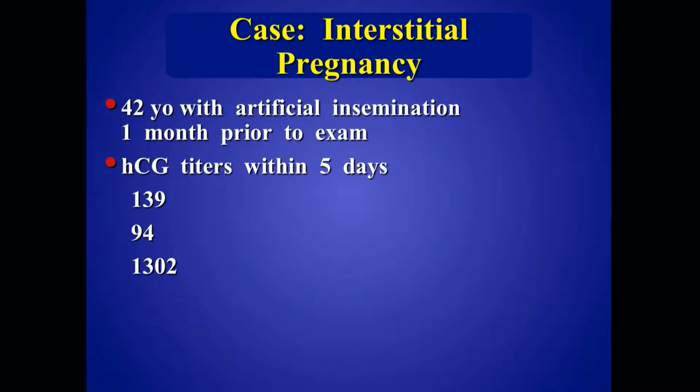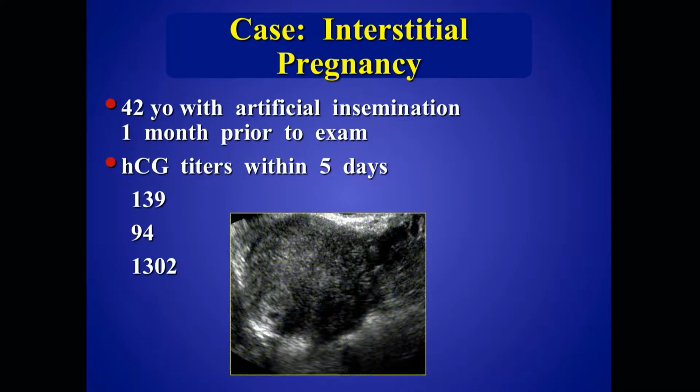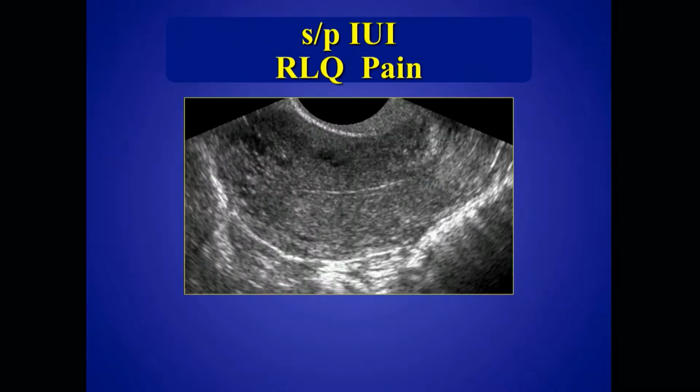Here's another case, a 42-year-old with artificial insemination 1 month prior to the study. The HCG titers are not going up normally. And here we're looking at a sagittal view of the uterus, and again, the sac is eccentric. And so the question is, is this an interstitial pregnancy? And your job is to prove it is not in the endometrial canal, which it's not in this case.